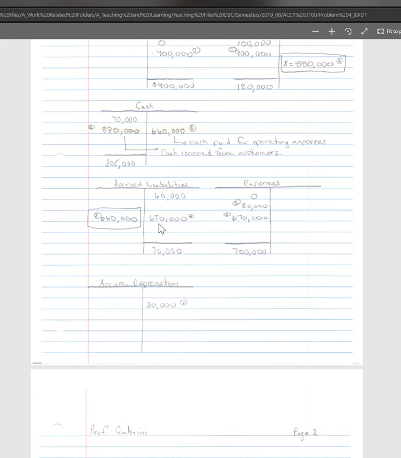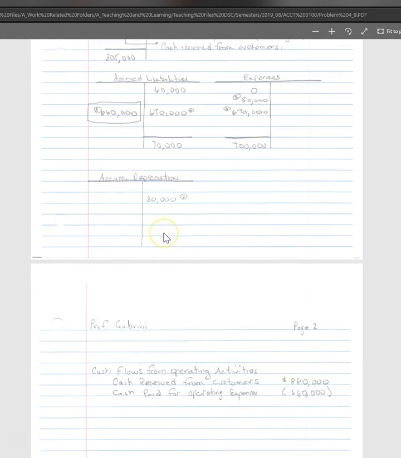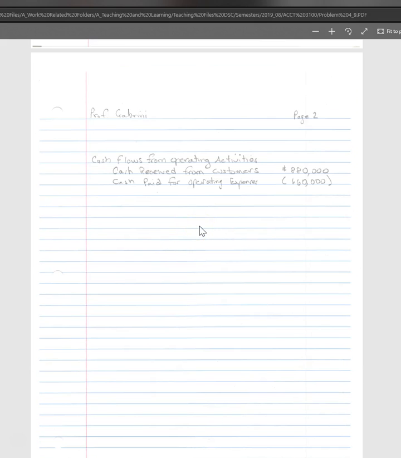So how do we get from $730,000 to $70,000? Well, that's the cash we actually paid out. And so that would show up as a debit to accrued liabilities for $660,000. That represents the difference between the $730,000 and the $70,000 ending balance. And then, of course, the credit will go to cash, $660,000. That $660,000 represents cash paid for operating expenses. And so if you come back here to the start of our statement of cash flows, we have cash paid for operating expenses, $660,000.